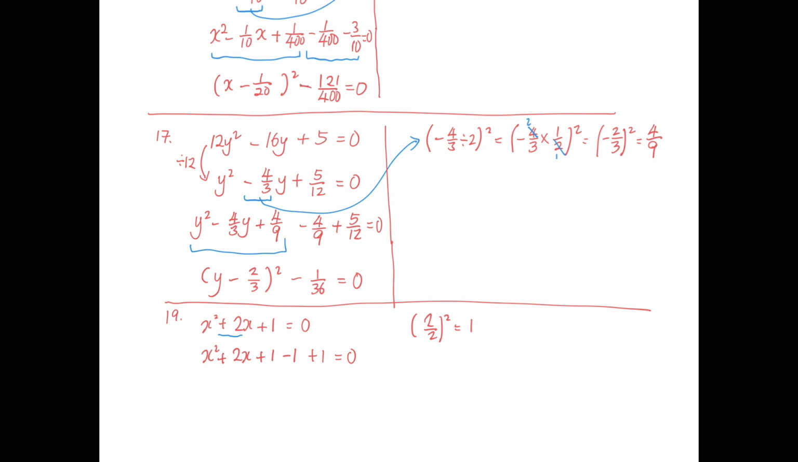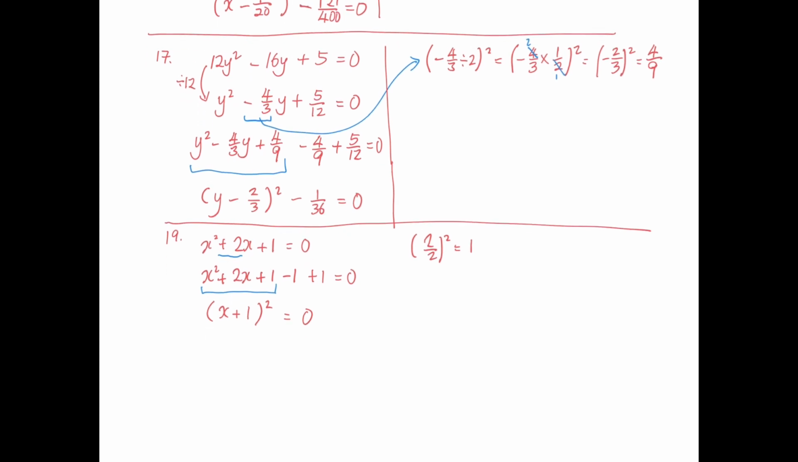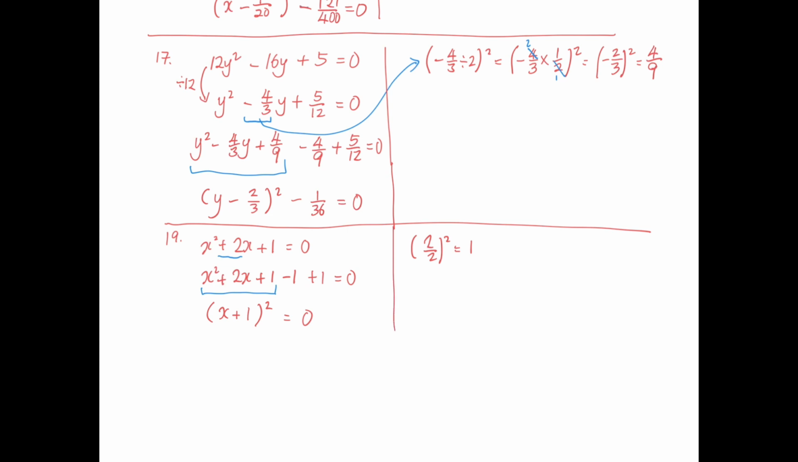The first three terms are where you can factorize to the same factors. So that is going to be x plus, imagine you divide this by 2, you get 1, and then you square. Minus 1 plus 1 ends up with nothing, 0. So we don't write anything after that. So this is completing the square. This is question 19.